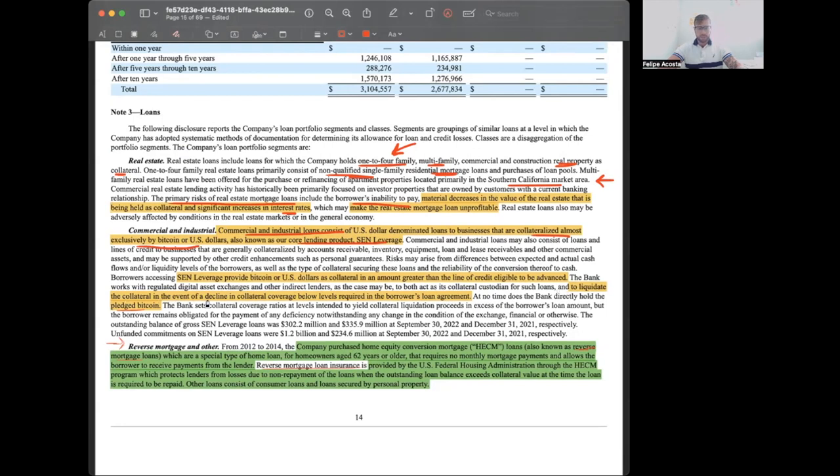They can liquidate the collateral in event of a decline in collateral coverages below levels required in the borrower's loan agreement. That's basically a margin call. If whatever asset is collateralized falls below a certain level under whatever the borrower borrowed to purchase that asset or investment, they get a margin call. They've got to put up the money. If they don't have the money, they are able to liquidate that asset or collateral, or whatever you want to call it, to pay for whatever they've got to pay for. So they have the ability to margin call people.